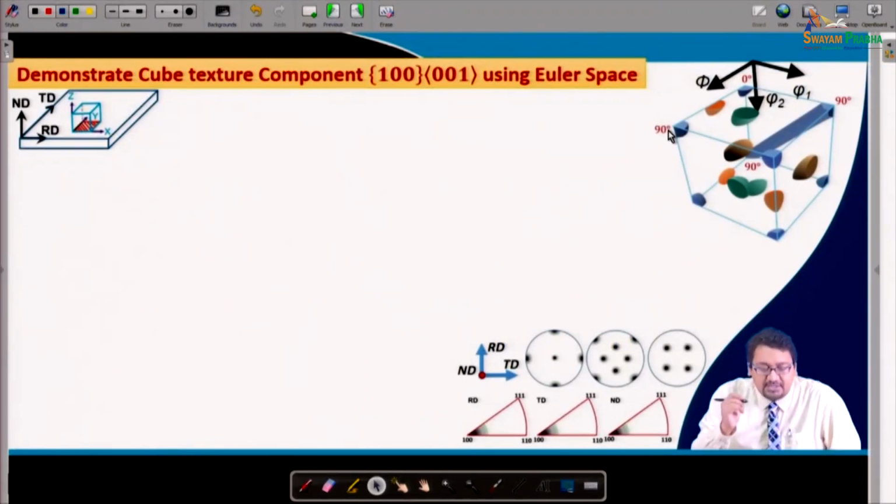So, let us start with demonstrating the cube texture component, that is, the 100, 001 component, using the Euler angles, that is, in the Euler space. We have already observed the cube texture component as an example for the formation of a component in cubic crystals. So, these demonstrations that I will be doing here are basically related to the cubic crystal.